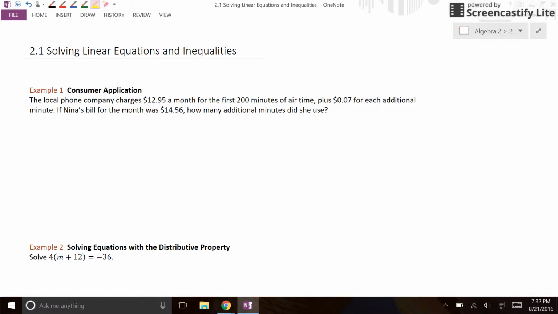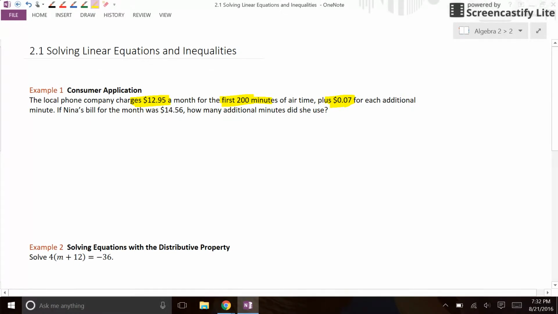So as I look at this first one, they say a local phone company charges $12.95 a month. All right, that's a flat fee. You're paying $12.95 no matter what, and you get 200 minutes of airtime. Then if you go over those 200 minutes, they're going to charge you 7 cents for each additional minute.